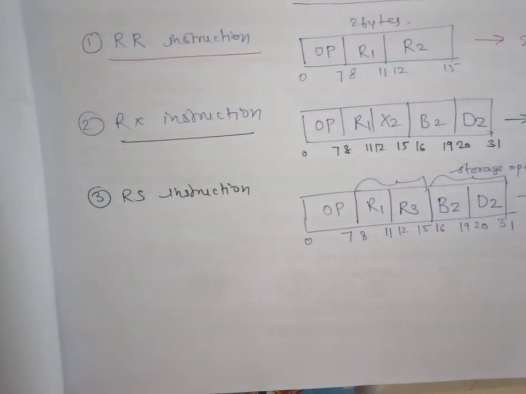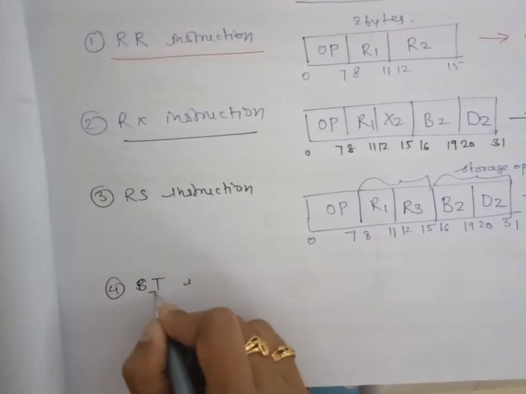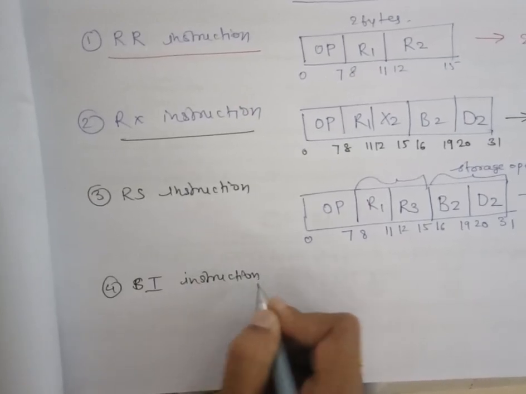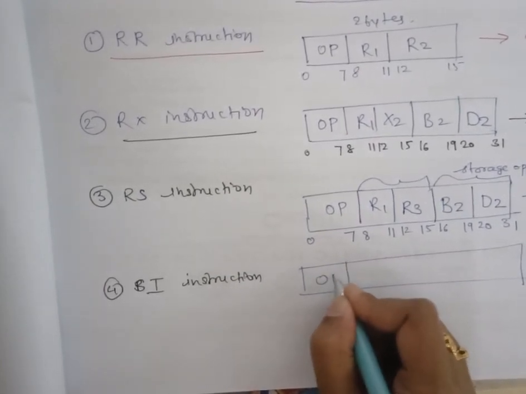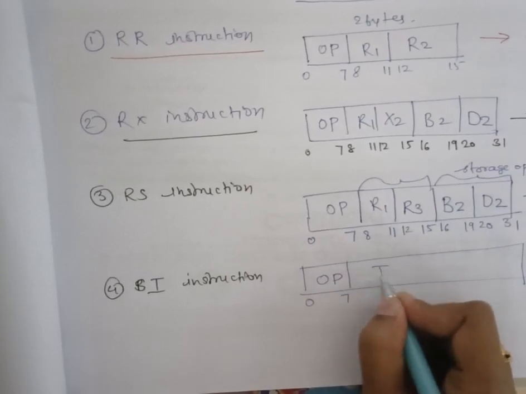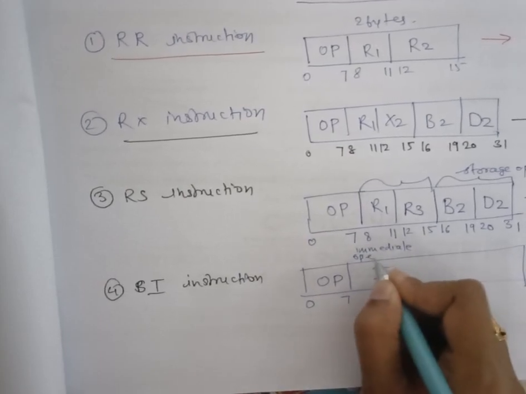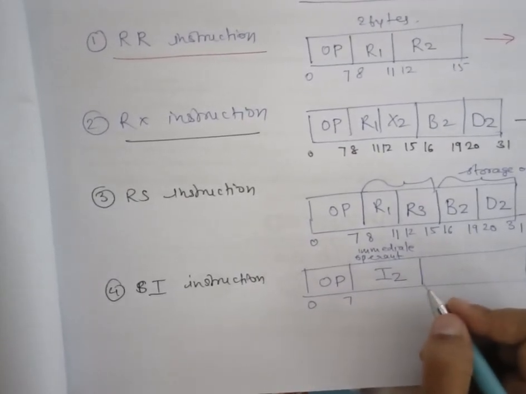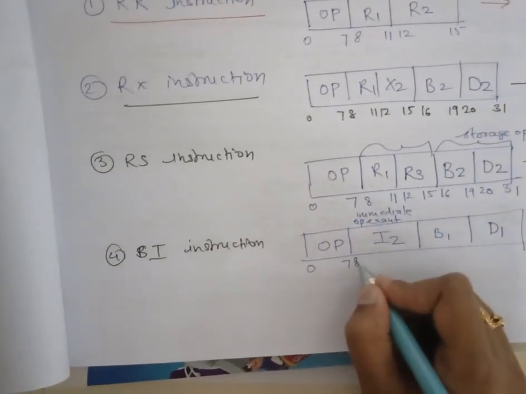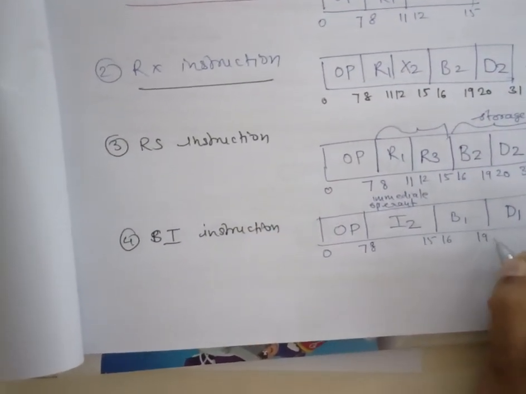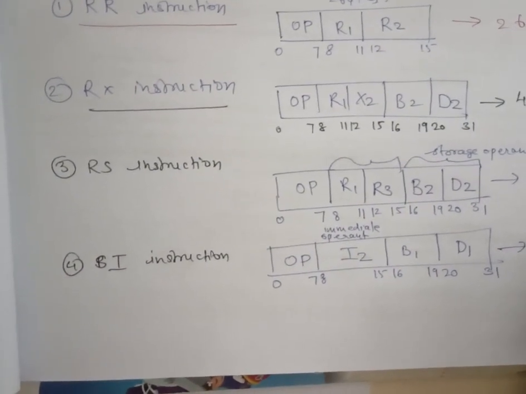And then we have the fourth one, the SI instruction. The SI instruction again contains 4 bytes of data, and it gets divided into the opcode part, which contains 0 to 7, then the immediate operand. Immediate operand means the data gets directly stored into the storage section, then base, and then displacement. The storage size is 8 to 15 bits, then 16 to 19, and the last one is 20 to 31. So again it contains 4 bytes of data.